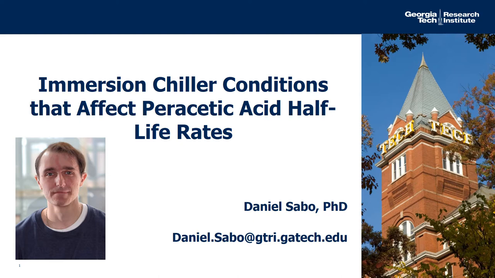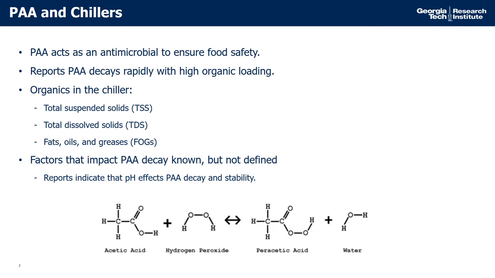As you can see from my title, today I will be talking to you about immersion chilling conditions that affect peracetic acid half-life rates. So let's get started, shall we? Currently, peracetic acid, also known as PAA, is used as an antimicrobial agent throughout a typical processing plant in an effort to ensure food safety.